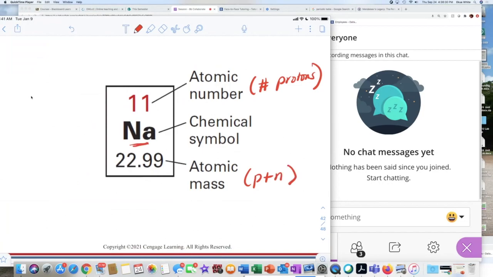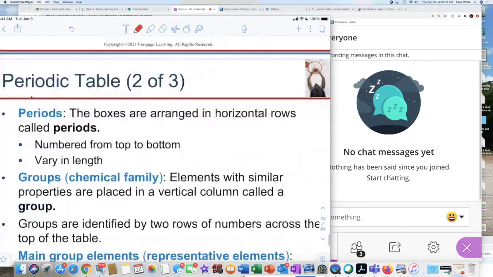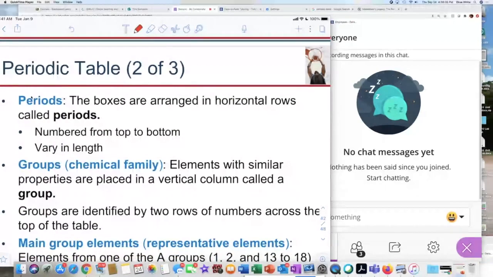Of course, you have the chemical symbol, right? So we already discussed that so many times. I'm going to move on. Okay, so back to the periodic table. When Mendeleev and Meyer were studying this, they were seeing that the elements could be arranged in the horizontal row.